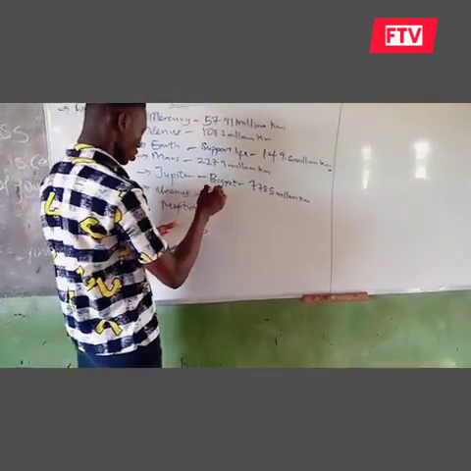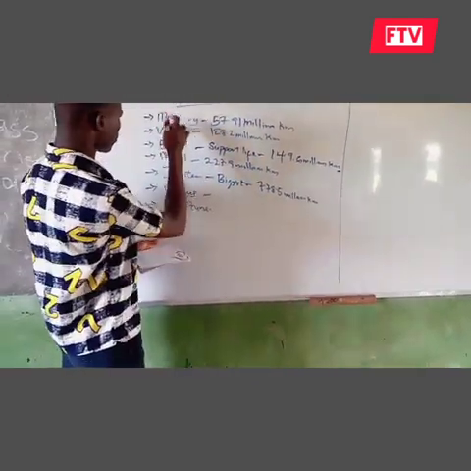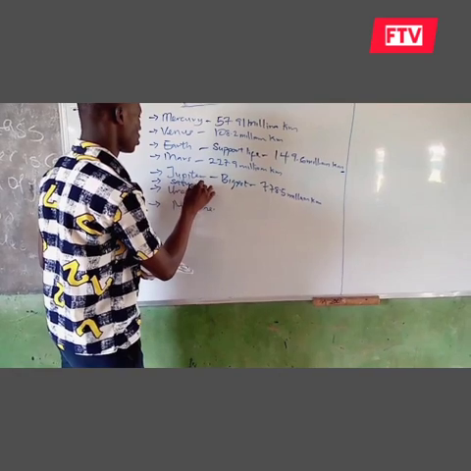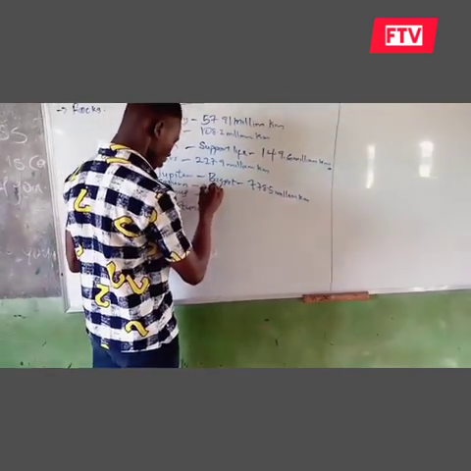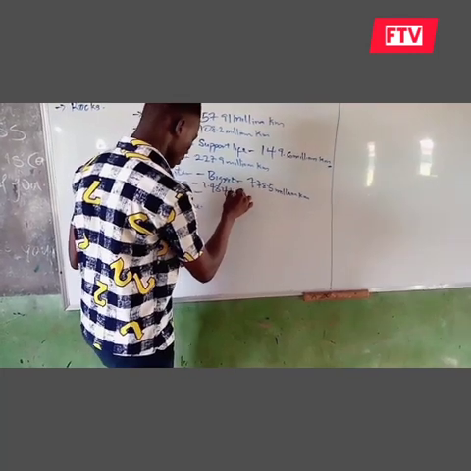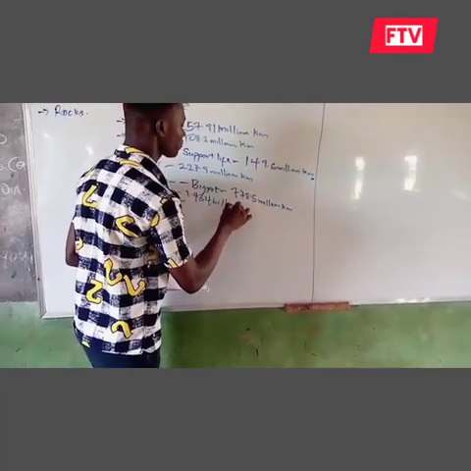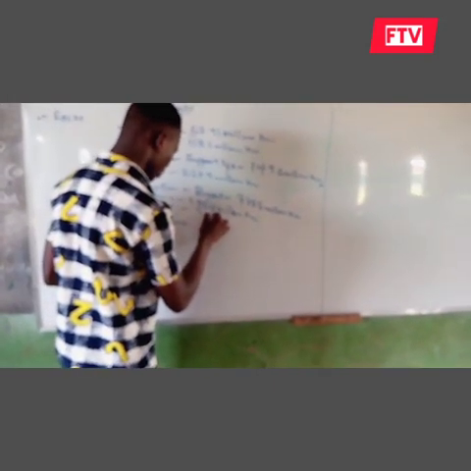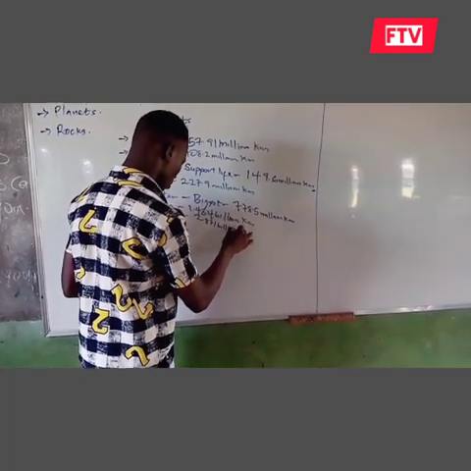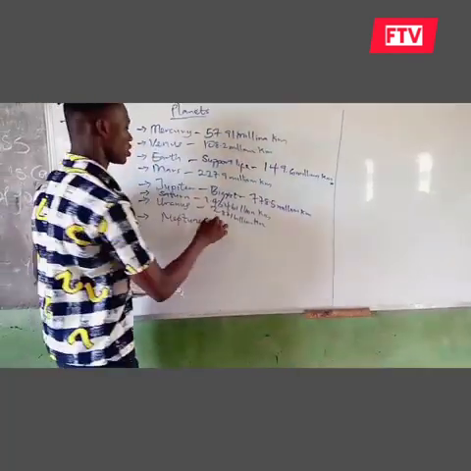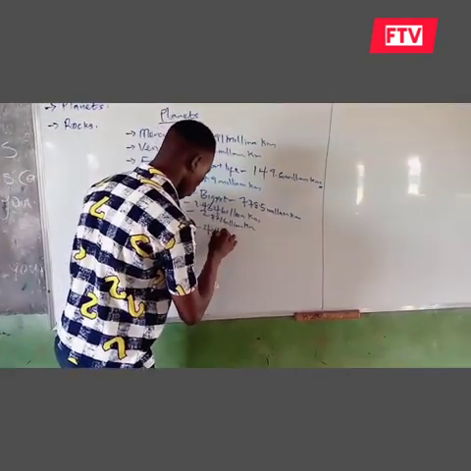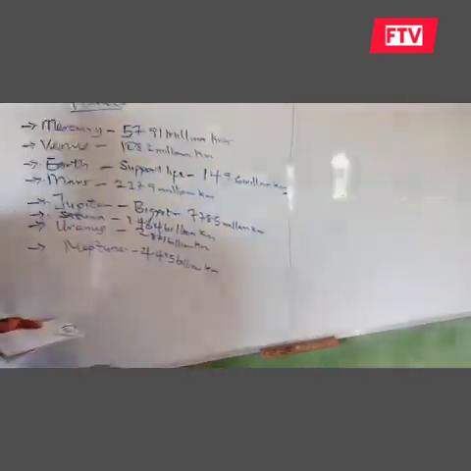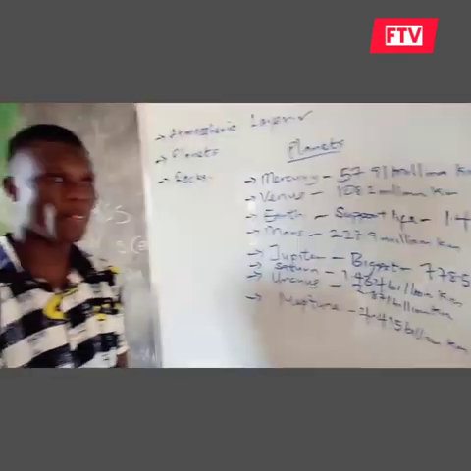Mercury, Venus, Earth, Mars, Jupiter. I'm sorry, we made a mistake here. Saturn should be here. Saturn is 1.434 billion kilometers. And Uranus is 2.87 billion kilometers, and Neptune, which is the last one, is 4.495 billion kilometers. So these are the distances of all these planets to the sun.